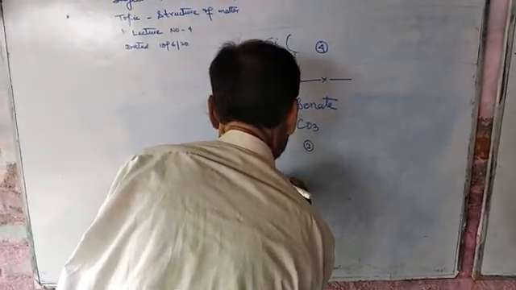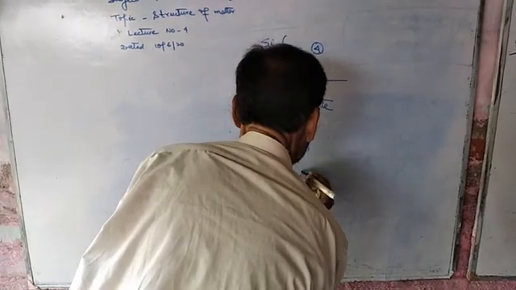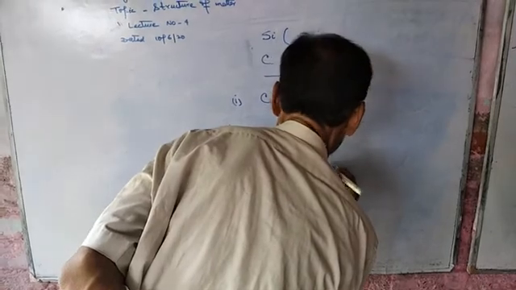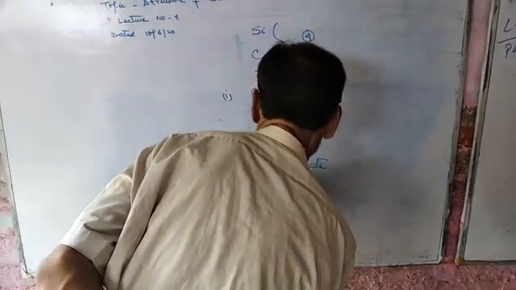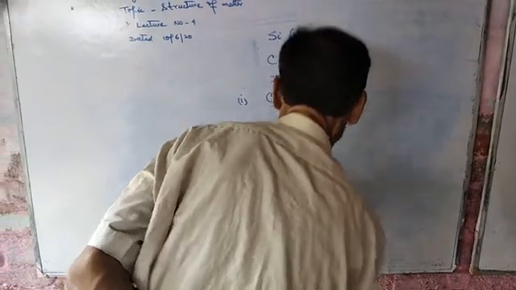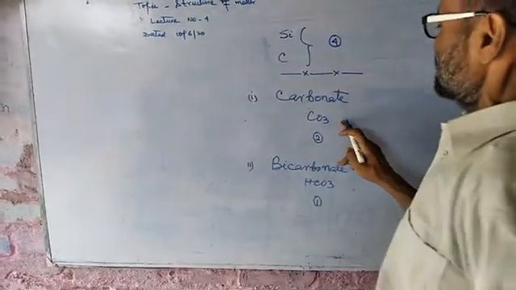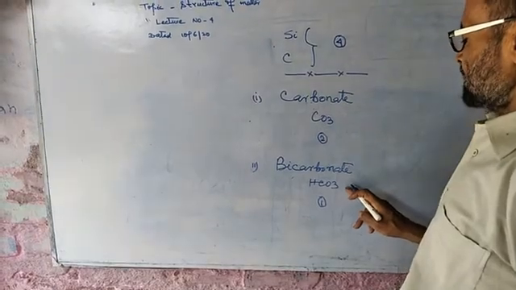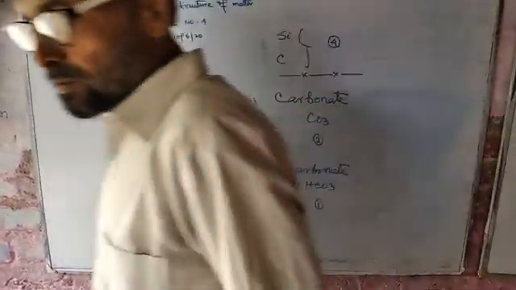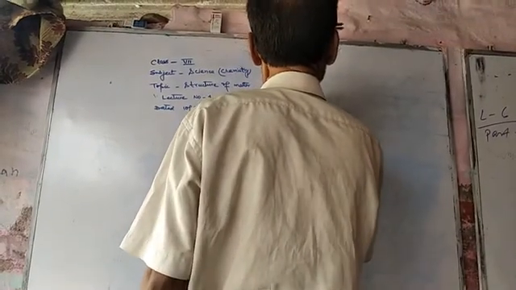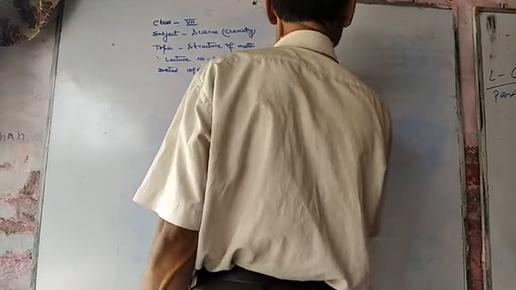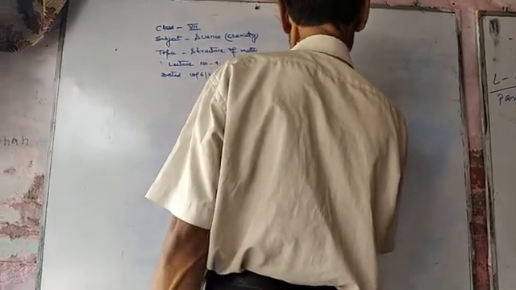Bicarbonate, HCO3, its valency is 1. It is carbonate CO3 and it is bicarbonate HCO3, its valency is 1. Sulfate, SO4, valency 2.